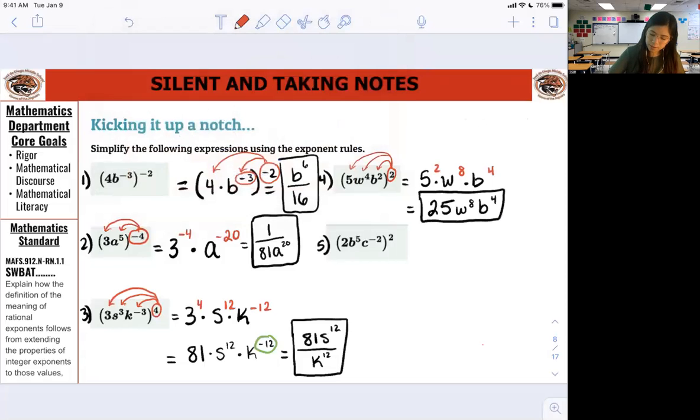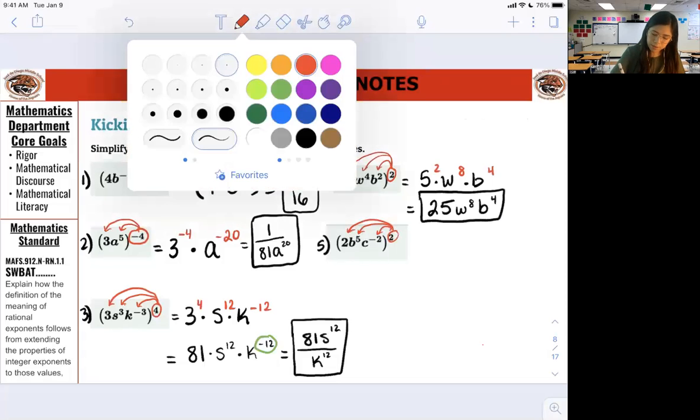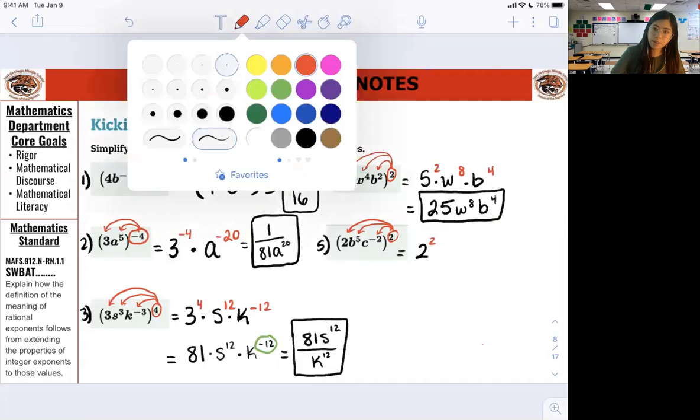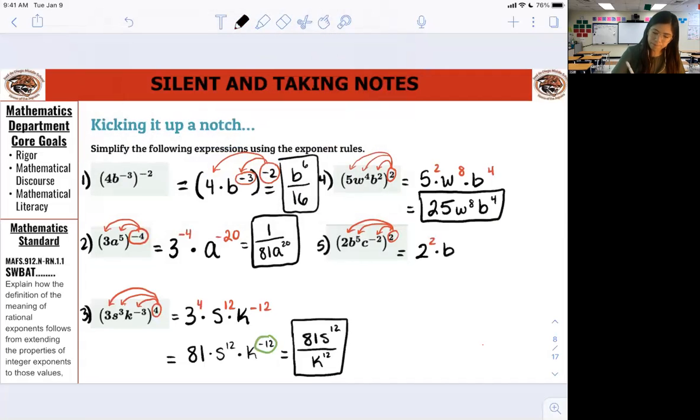All right, last one. Here we go. I get 2 to the power of 2, b to the power of 10, and c to the power of negative 4. Multiplying, yeah, negative 4. Do any of these end up in the denominator? Yes. Which one? C. C does.